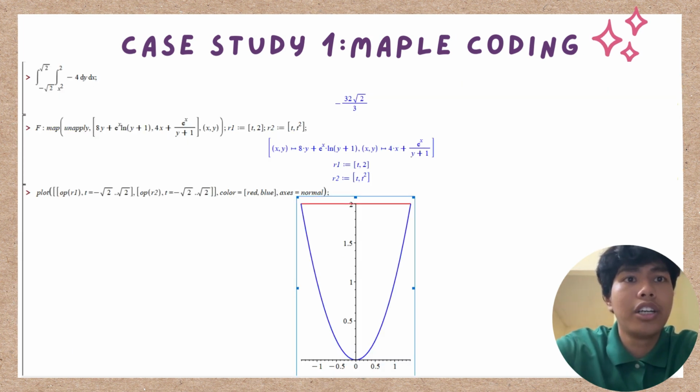Alright, after that, you make the double integration over the limits of negative 4 dy dx, and you will get the answer, which is negative 32 root 2 over 3. And then you make the coding from this screen, and you will get the shape of the equation above.